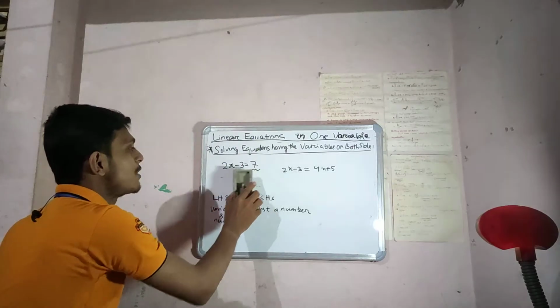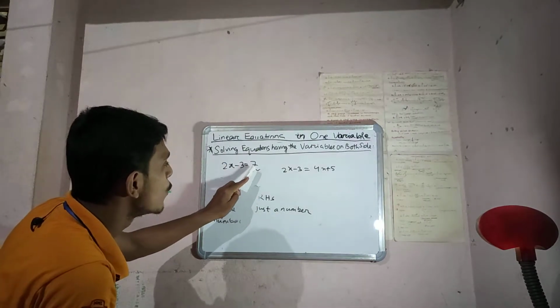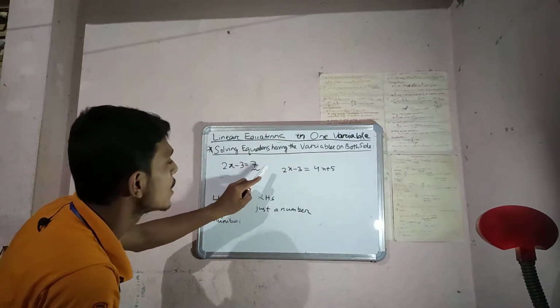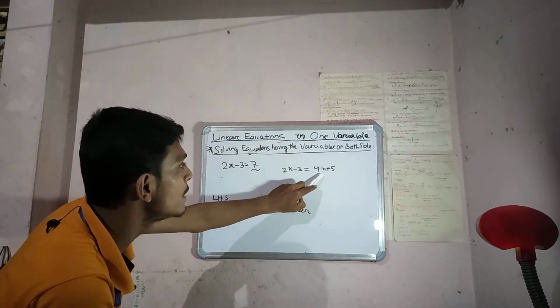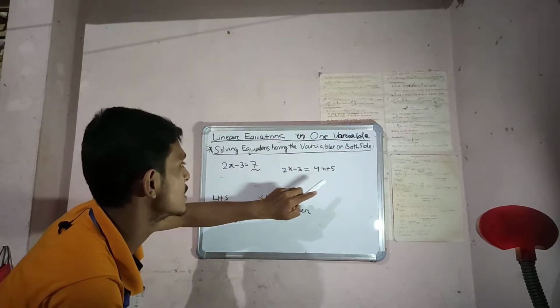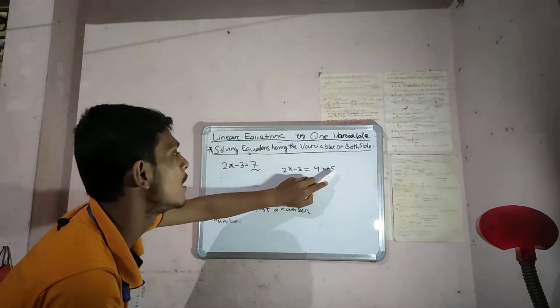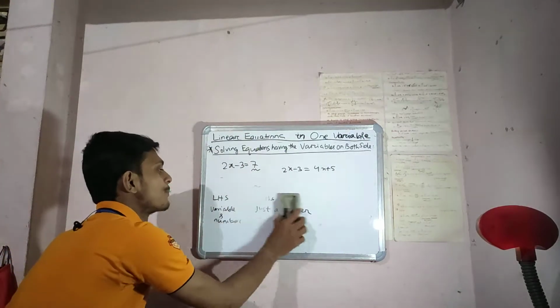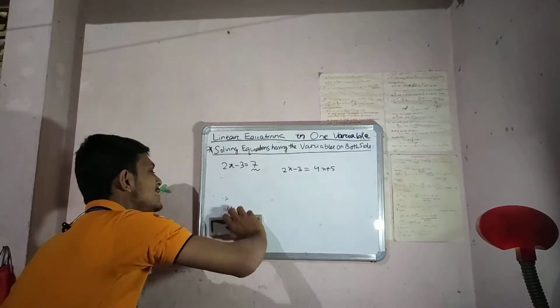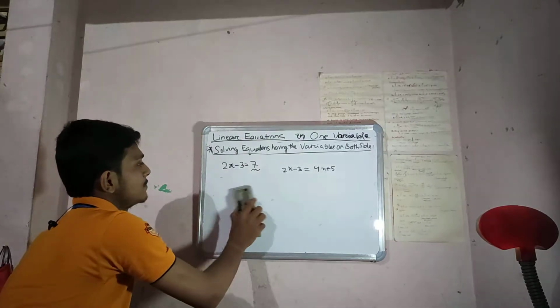This is one type of linear equation, having one side as just a number, but this is another type of linear equation, that is, the equation having the variables on both sides. So how can we solve this type of problem?